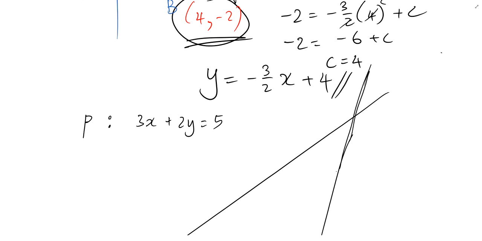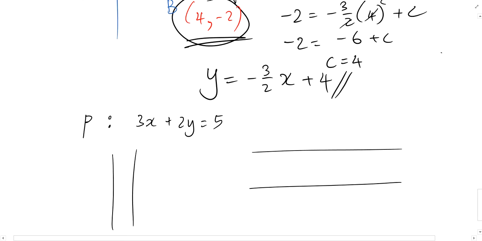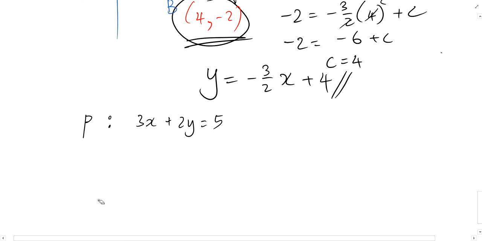Parallel lines, yes. Parallel lines do not intersect. For example, parallel lines like this, you can extend all the way if you want, they will not intersect. So what do you think the question is trying to tell you? They're hinting that the lines are parallel. As long as you can prove that the lines are parallel, then you conclude that they do not intersect.